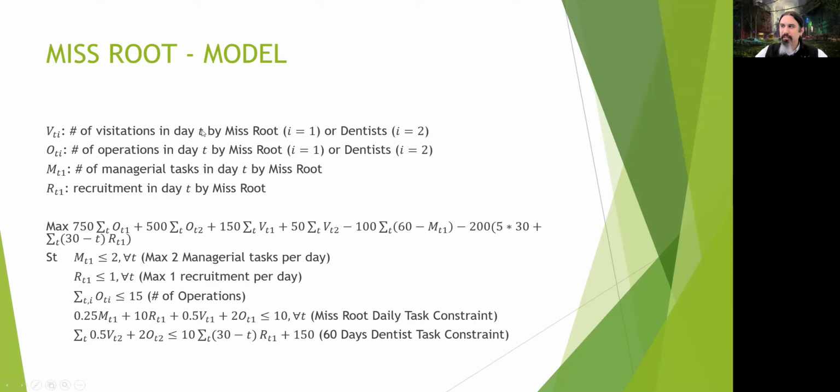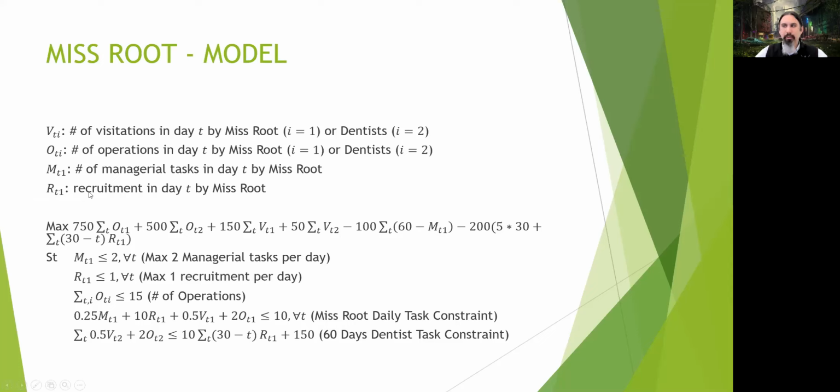Number of visitations in day t, which is ti, by Miss Ruth when i is equal to 1, or the dentists when i is equal to 2. So we are trying to find the number of visitations per day. And number of operations per day, same, by Miss Ruth when i is equal to 1, or by dentists when i is equal to 2. And number of managerial tasks in a day by Miss Ruth, because dentists cannot do managerial tasks. It has to be 1. You can just skip i and write MT here as well. But for clearness, I'm just writing 1 here, so we know that this is done by Miss Ruth.